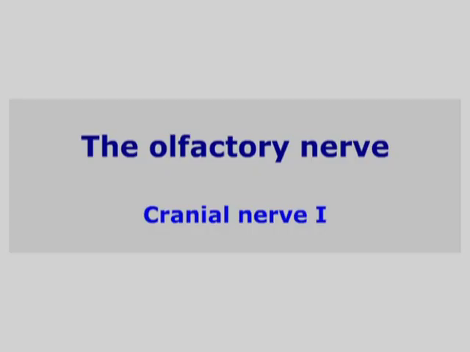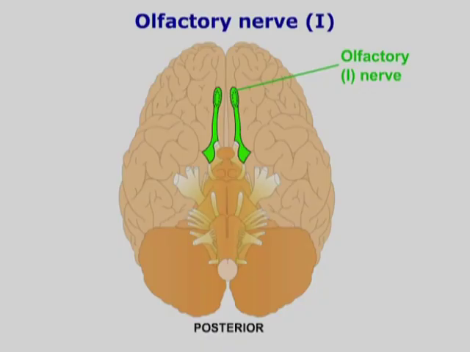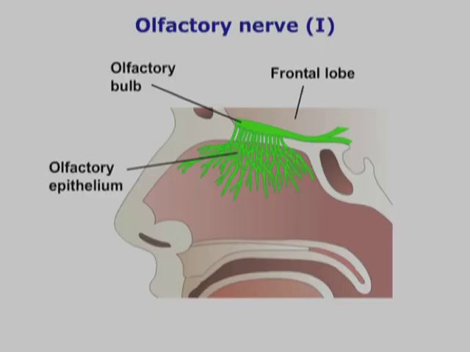Let us now assess each cranial nerve in turn. We begin with the first cranial nerve, the olfactory nerve. This nerve has the shortest tract. The olfactory bulb is located inferior to the frontal lobes. It pierces the thin cribriform plate of the ethmoid bone to reach the nasal olfactory mucosa. This is a purely sensory nerve.